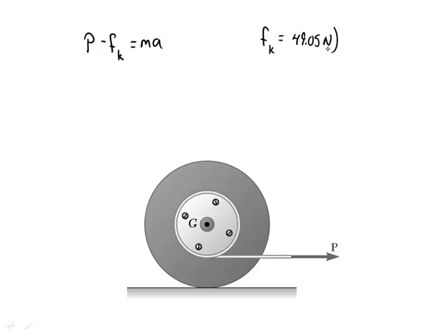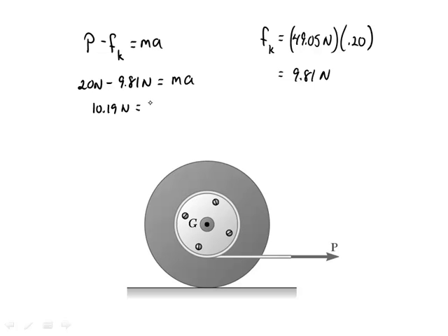Well, the kinetic frictional force is 49.05 newtons. That's the normal force still, times 0.20. That's the coefficient of kinetic friction. So that's 9.81 newtons. So 20 newtons minus 9.81 newtons equals mass times acceleration. So 10.19 newtons equals 5 kilograms times acceleration. So the acceleration is equal to 2.038 meters per second squared.